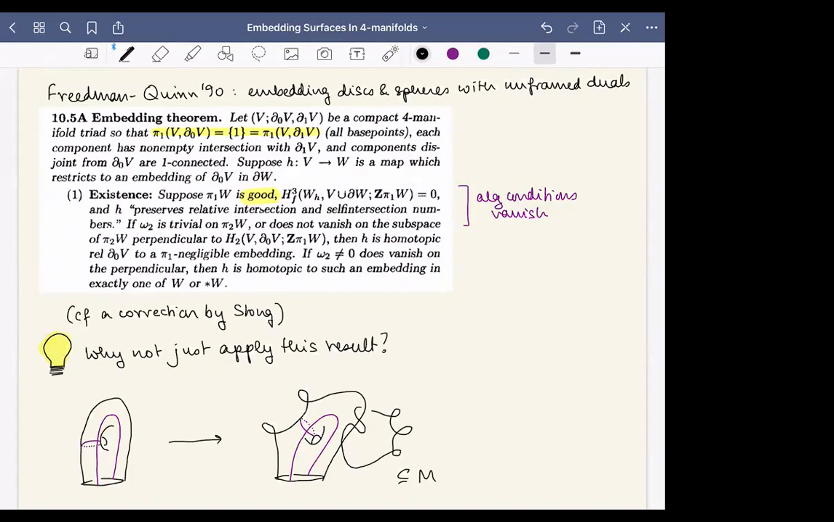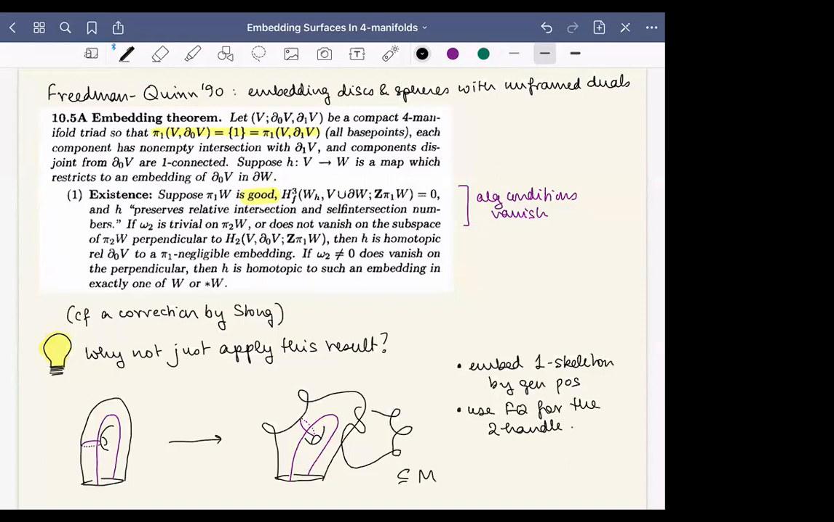Embed one skeleton by general position, use Friedman-Quinn for the two handle. The difference is that you have to make this choice of the one skeleton. And depending on the one skeleton you choose, your two handle embedding problem becomes different. And so there are good and bad choices, right? So Peter explains this in a nice way.